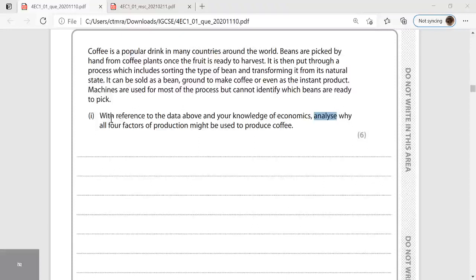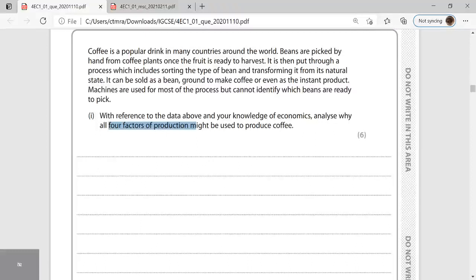The question here: with reference to the data above and your knowledge of economics, analyze why all four factors of production might be used to produce coffee. When you're producing coffee, all four of them are very important. Do you remember what the factors of production were? There are land, labor, capital, and enterprise or entrepreneur. These are the four things. Now let's go to the case.